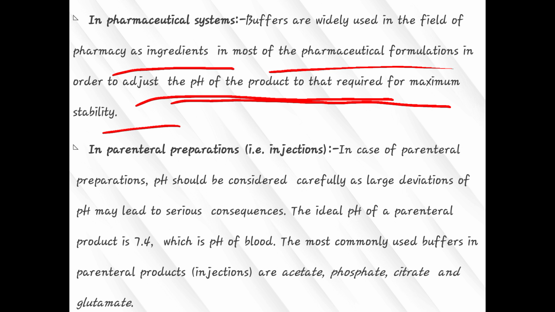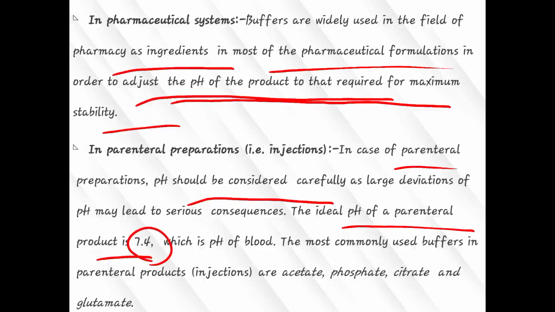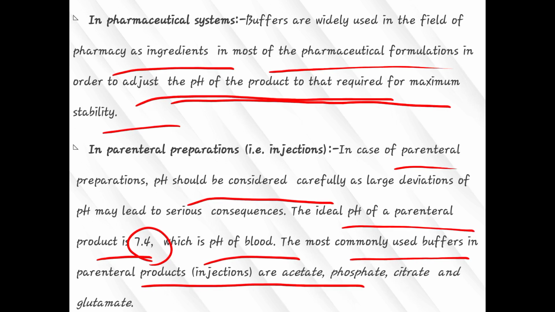Next, in parenteral preparations, that is injections, the pH should be considered carefully, as a large deviation of pH may lead to serious consequences. Therefore, the ideal pH of the parenteral product is 7.4, which is the same as the pH of blood. The most commonly used buffers in parenteral products are acetate, phosphate, citrate and glutamate buffer systems.